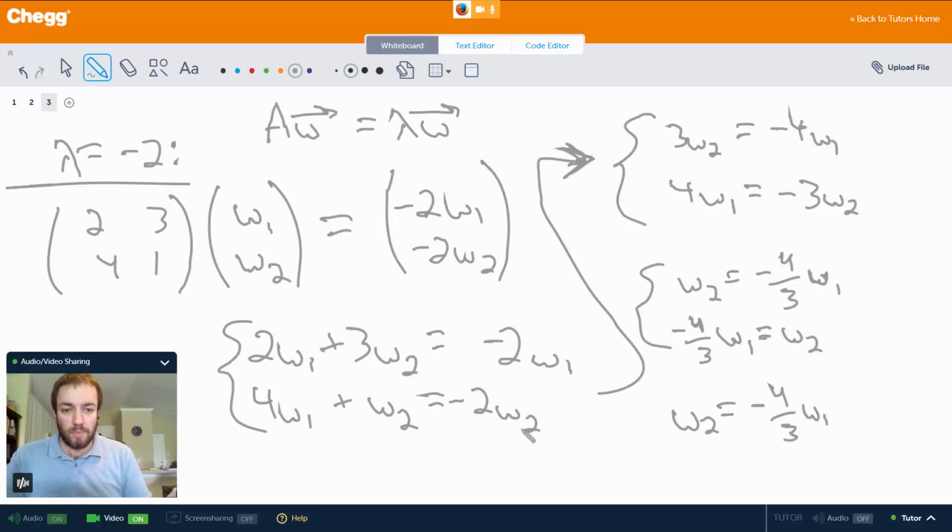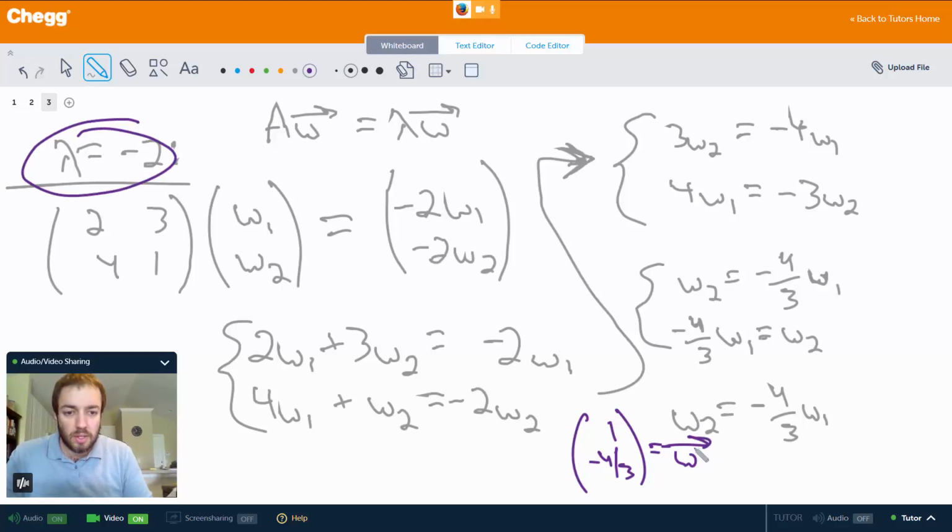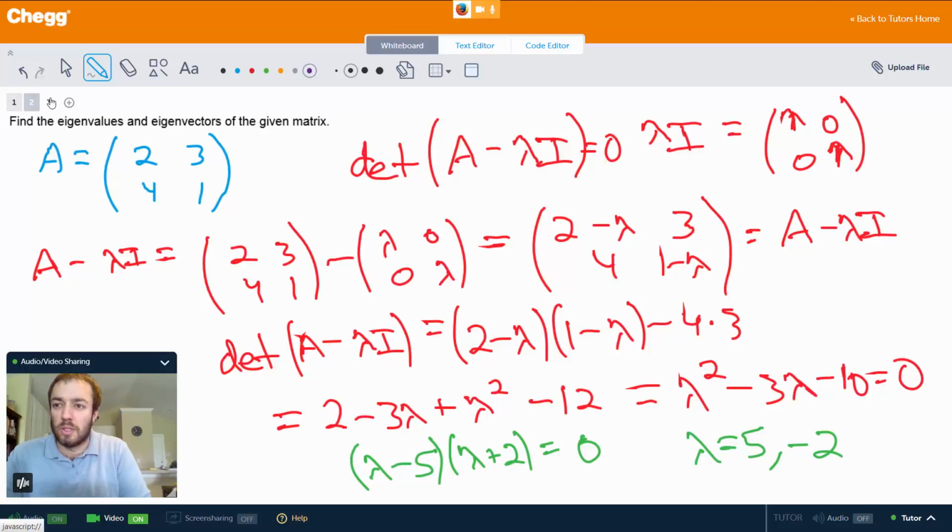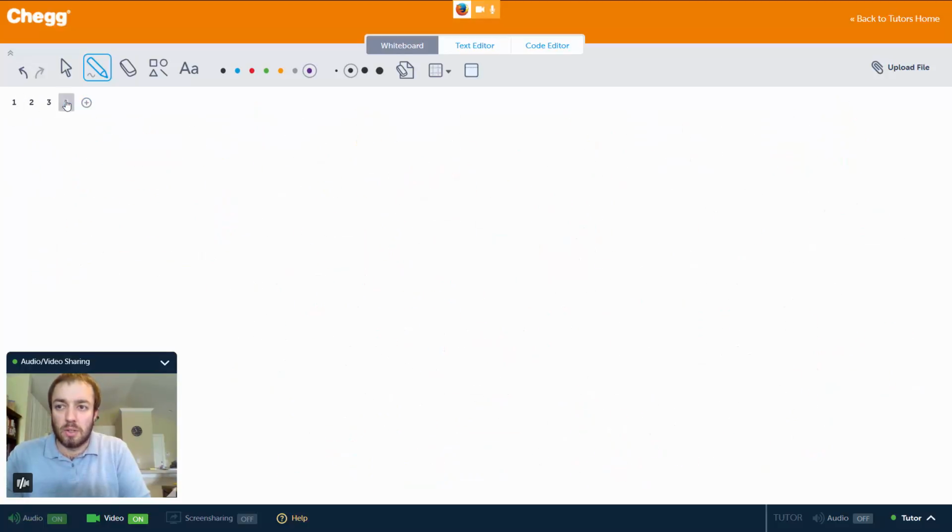So what we could do is take the first element to be 1. So here's our w1. What that means is w2 is going to be -4 thirds times 1, which is simply -4 thirds. And this is our eigenvector w, which corresponds to lambda equals -2. Okay, so if we go back to page 1, we're going to see that we're out of room. So let's go ahead and go to page 4 then.